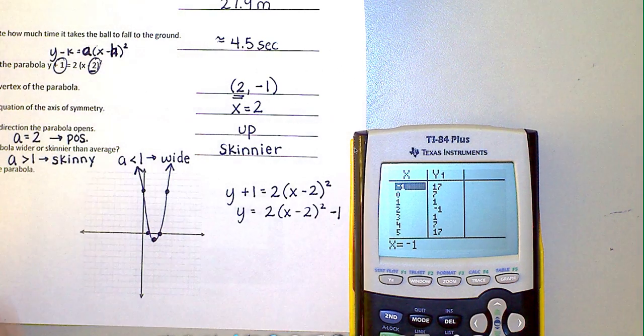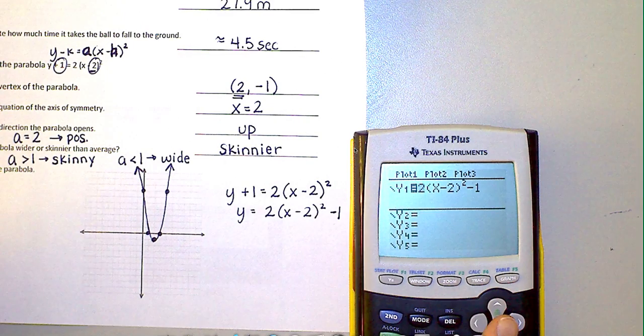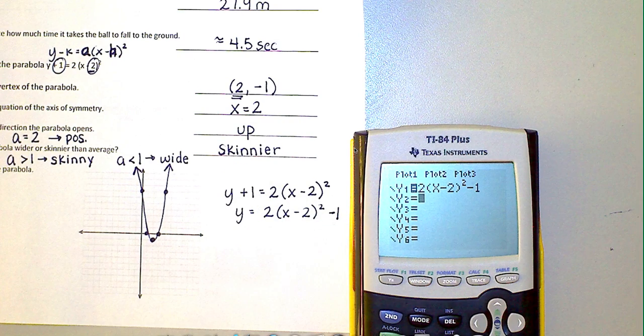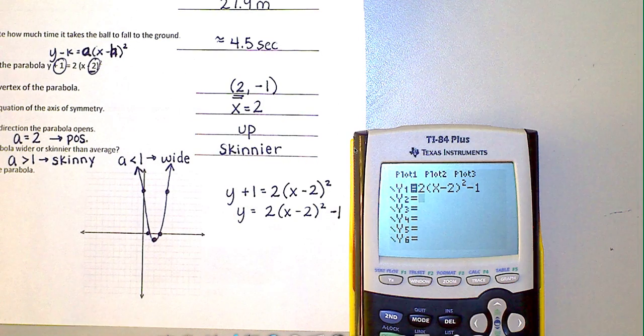And then I just wanted to show you one more thing that pertains to this skinnier or wider than average. I'm going to go ahead and graph this. This is not something you would have to know how to do for your quest, but I just want to clarify this piece of it. If I didn't put the 2 there, if I just left it as a 1, which means that I don't put anything there at all.